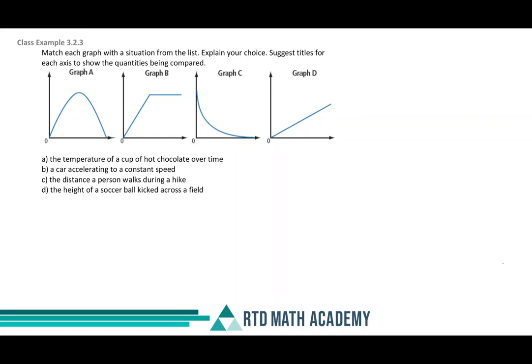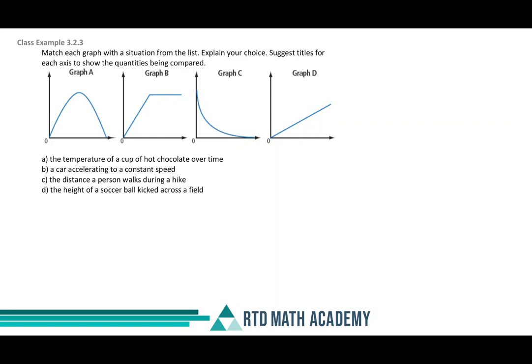Class example 3.2.3. Match each graph with a situation from the list below. Explain your choice. Suggest titles for each axis to show the quantities being compared. So we've got graph A, looks like it's a nice smooth curve. Graph B, it's heading up and then plateaus. Graph C is heading in a downward direction, nice smooth curve. Graph D is a straight line heading in upward direction. I also notice they all start at 0, 0, so that's good.